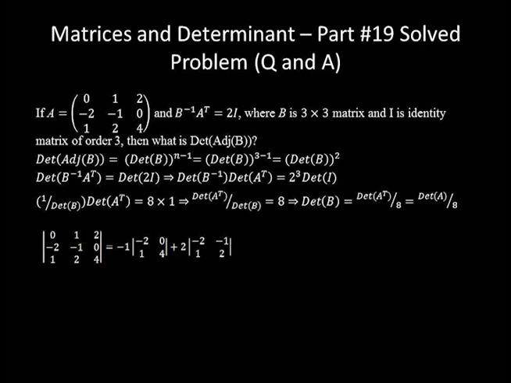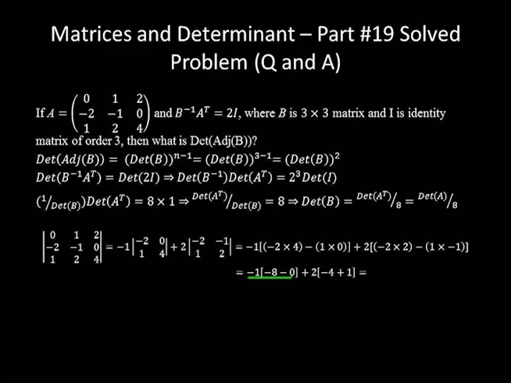The determinant of a 2 by 2 matrix is simply the difference between the product of main diagonal elements and the product of the remaining 2 elements. Hence, the determinant is equal to negative 1 times (negative 2 times 4 minus 1 times 0) plus 2 times (negative 2 times 2 minus 1 times negative 1), which is negative 1 times (negative 8 minus 0) plus 2 times (negative 4 minus negative 1, meaning plus 1), which is negative 1 times negative 8 minus 0.